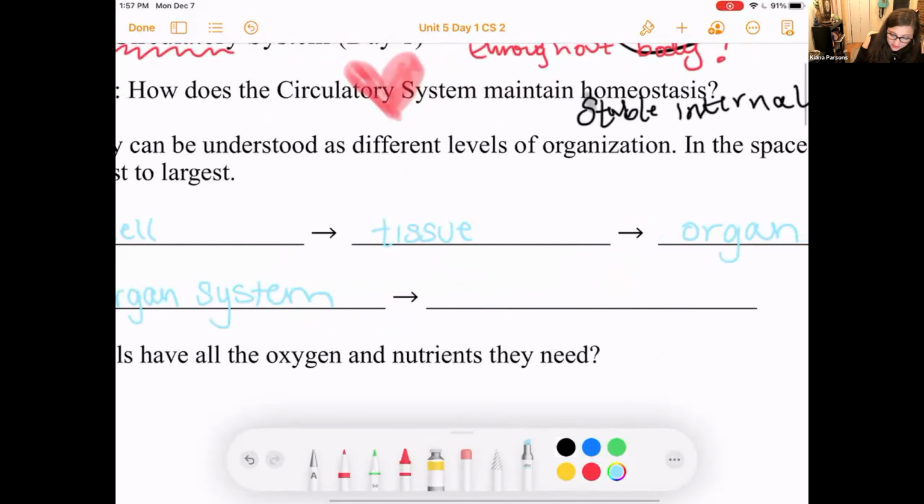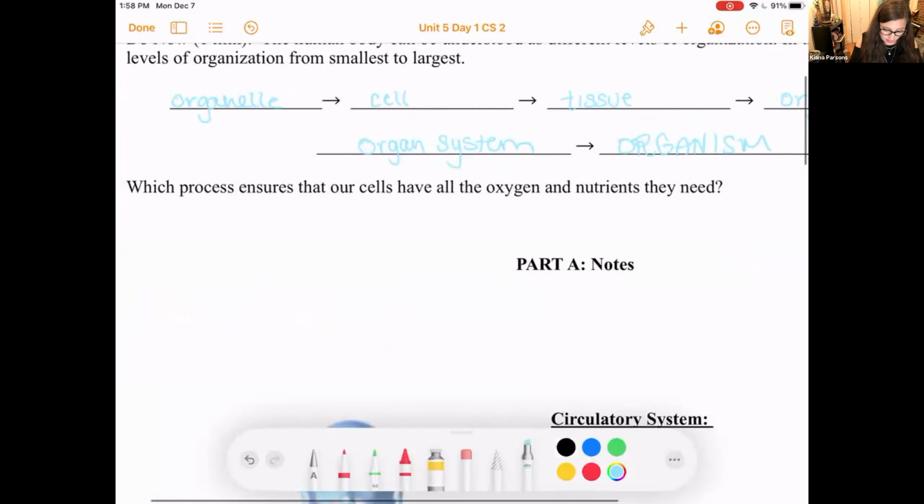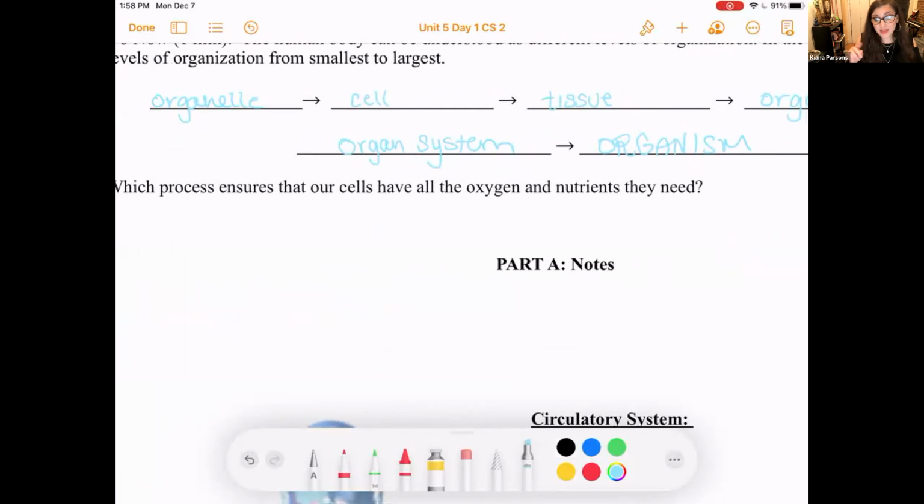Which brings us to the final and most organized or most sophisticated or most complex level, and that's the whole organism, right? So that's you. You are the organism. An onion is an organism. Anything that is living is an organism. We've got it: organelle, cell, tissue, organ, organ system, organism. That should be review from Unit 2.